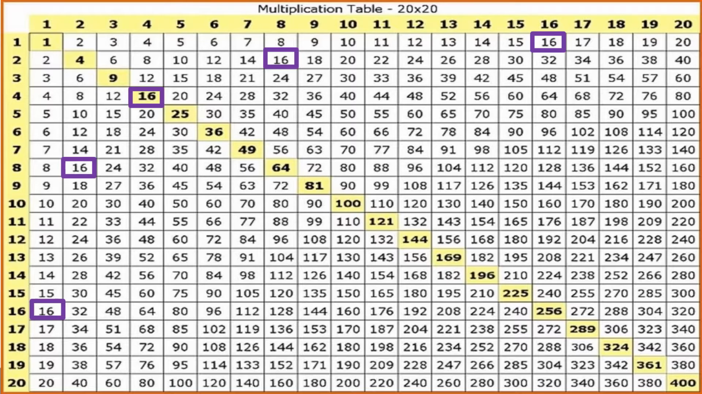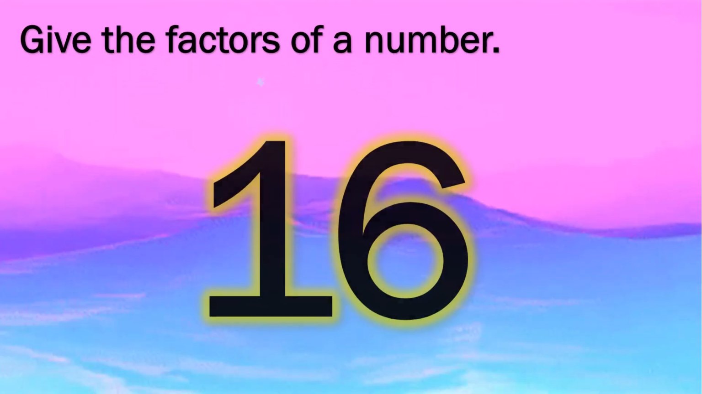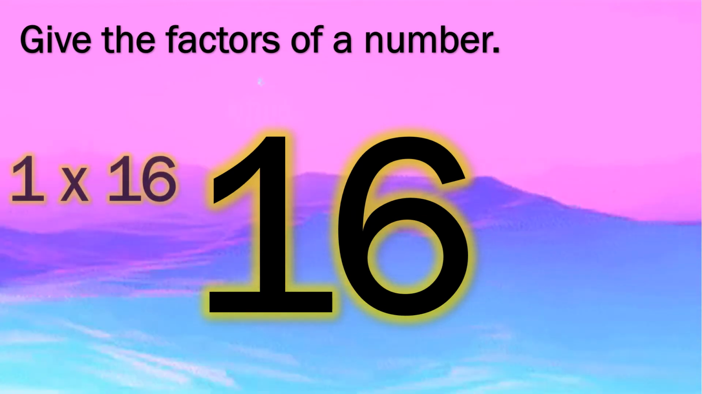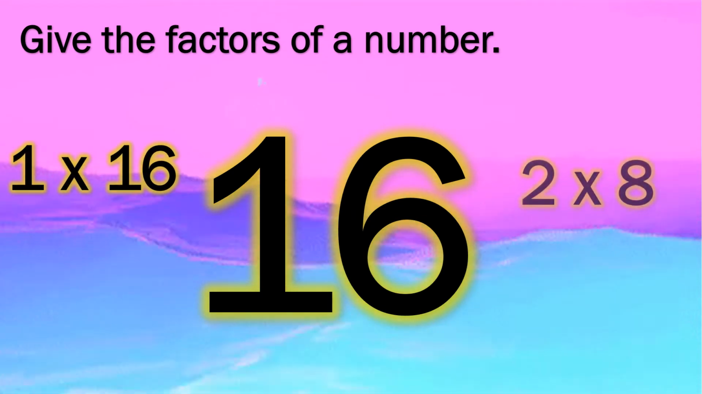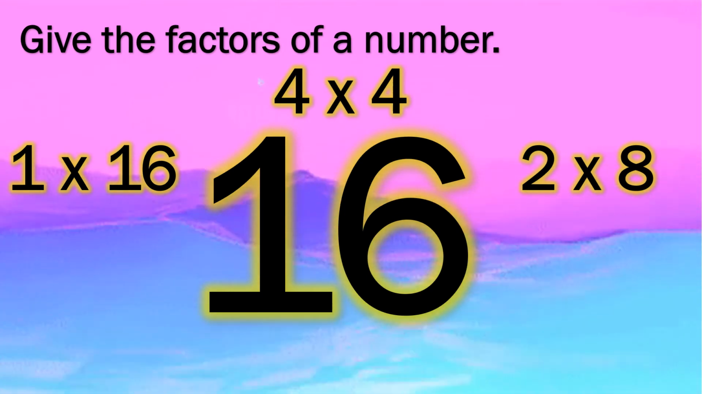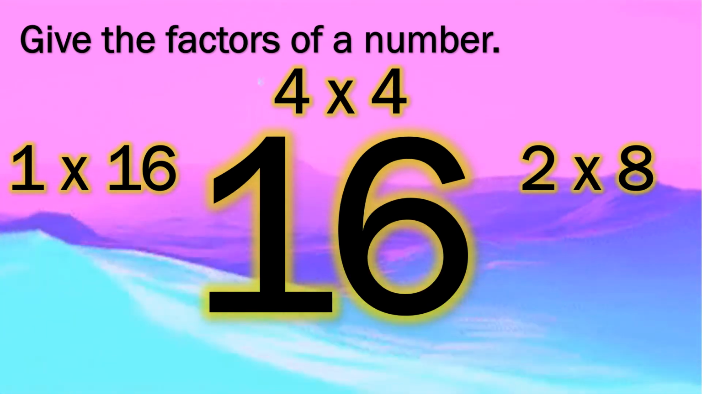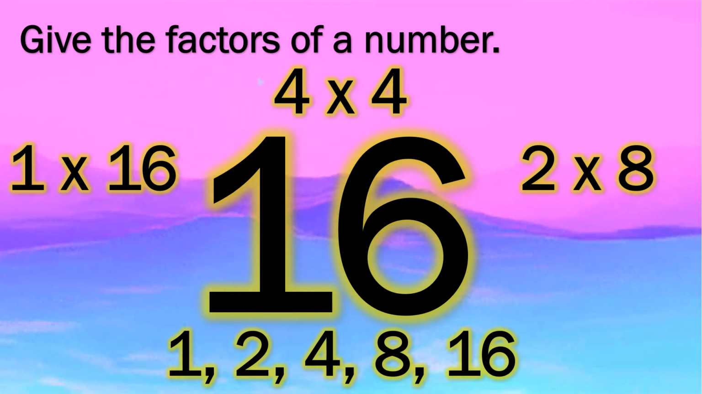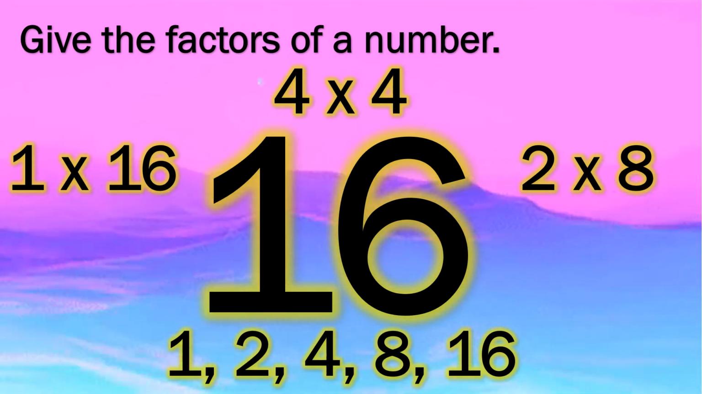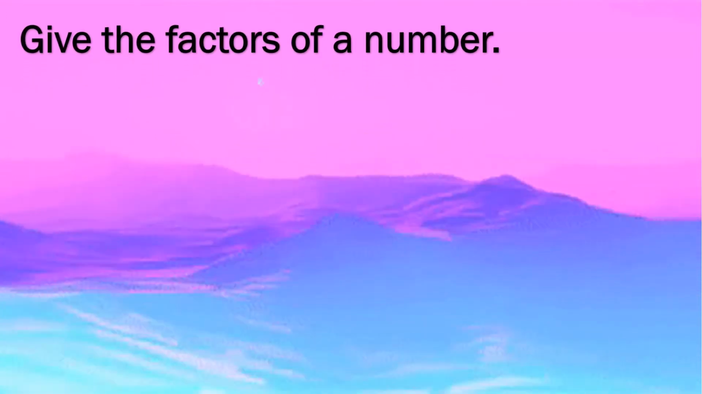Okay, so that's it. By giving the factors of 16, remember the factors of 16: we have 1 times 16, 2 times 8, and 4 times 4. So by listing down, the factors are 1, 2, 4, 8, and 16. Very good, class. Now we have another number.